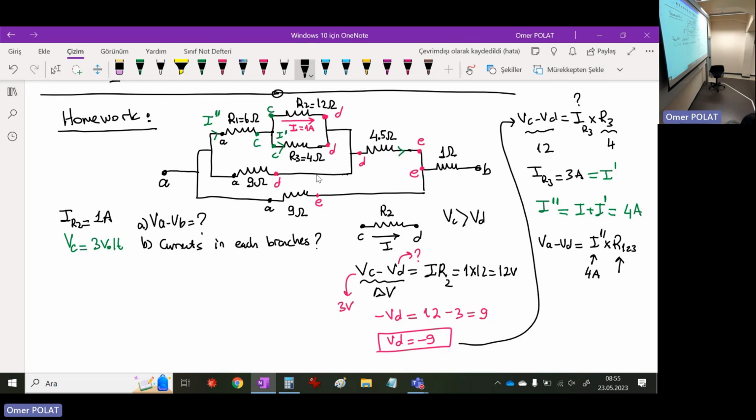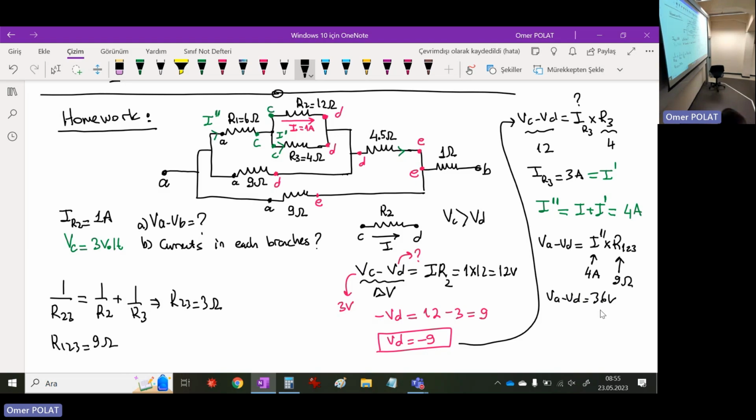Let's find R2 and 3 first. 1 over R2,3 equals 1 over R2 plus 1 over R3. Here R2,3 gives 48 over 16, which is 3 ohm. Totally R1,2,3 gives 9 ohm. This is 9, so 4 times 9 is 36. VA minus VD is 36 volts. Then this is 36 volts also, because these are parallel arms.